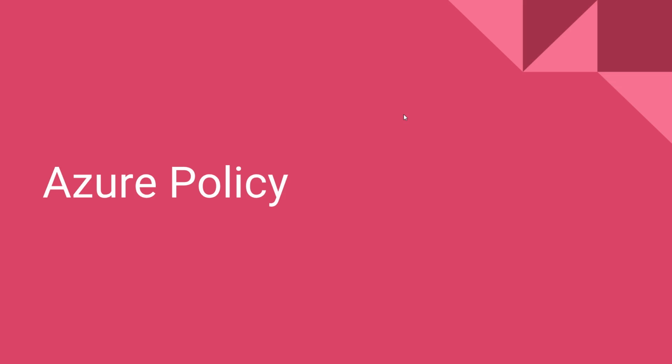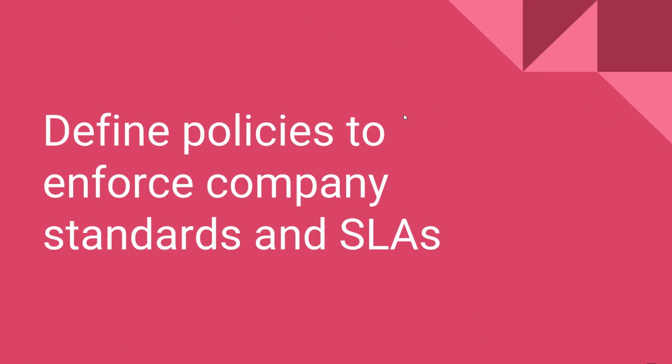So in the last video, we saw that we used Azure policy to enforce the tag default value on resources. But what is Azure policy? It actually has a wider use beyond just tagging. You can use the Azure policy service to define policies that will enforce your company's standards and service level agreements across all of your resources or specific resources.